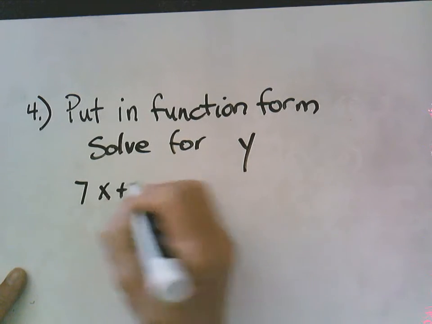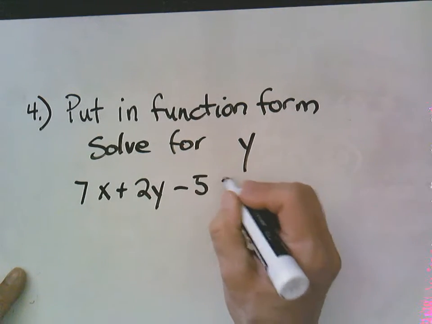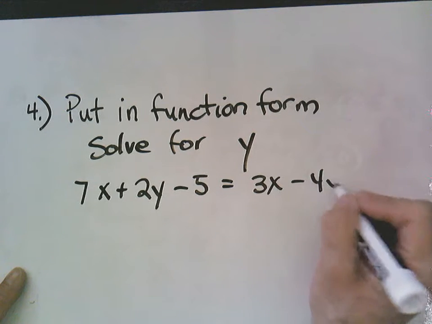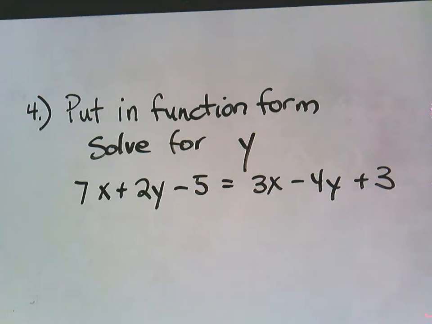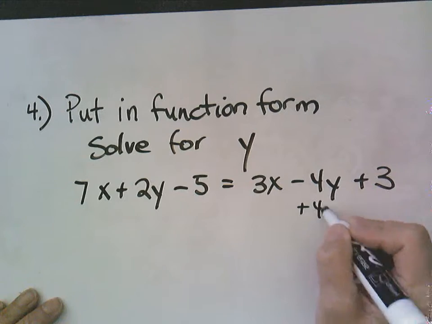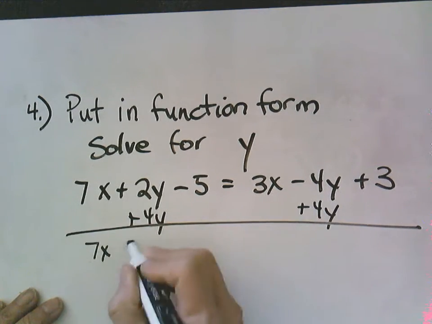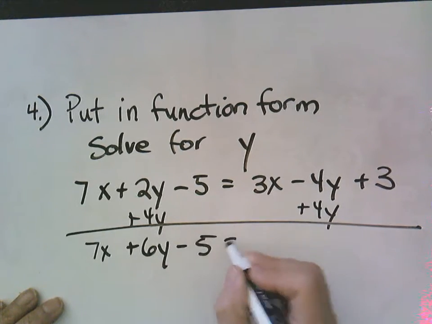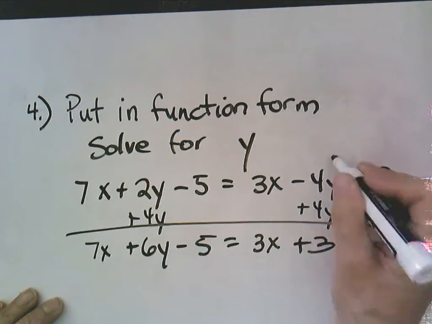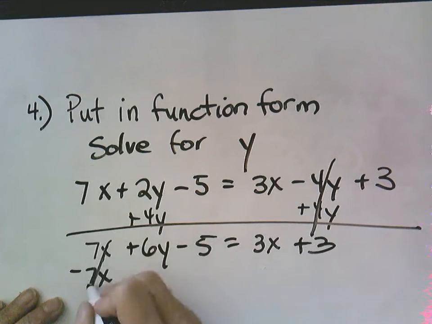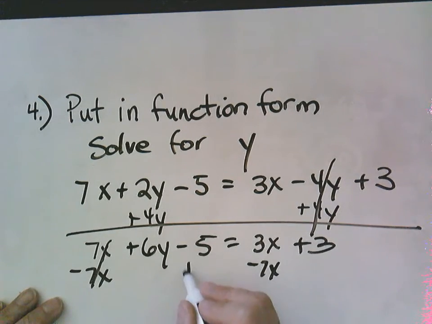So 7x plus 2y minus 5 equals 3x minus 4y plus 3. So before I can solve for y, I need to get every term that has a y on the same side. And I need to get every term that doesn't have a y on the other side. So I'm going to add 4y here. So now I have 7x plus 6y minus 5 equals 3x plus 3. So now I'm going to subtract 7x, and I'm going to add 5.